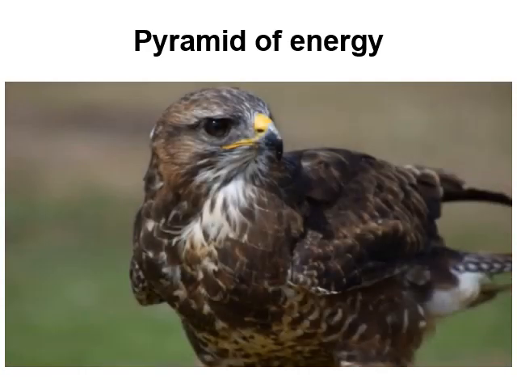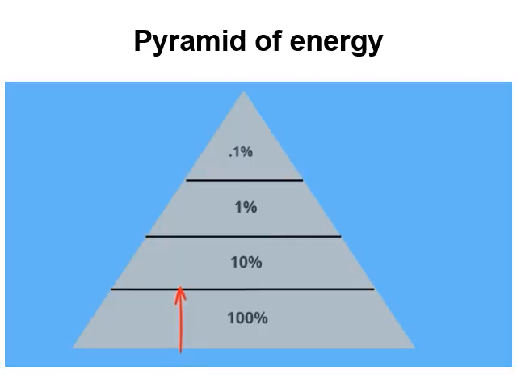Each layer of the energy pyramid is called a trophic level, and as you move up each trophic level, 90% of the energy is lost, much of this to heat, and only 10% is transferred to each layer above it.